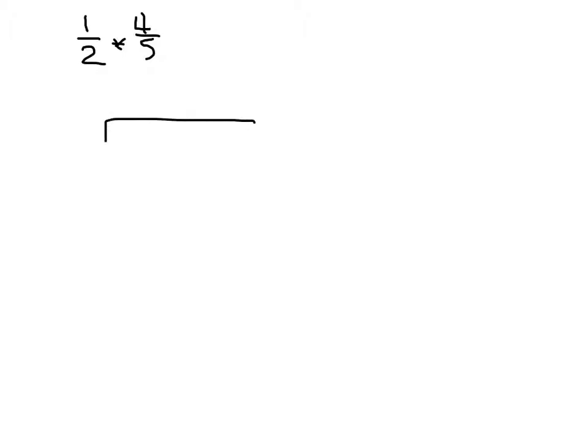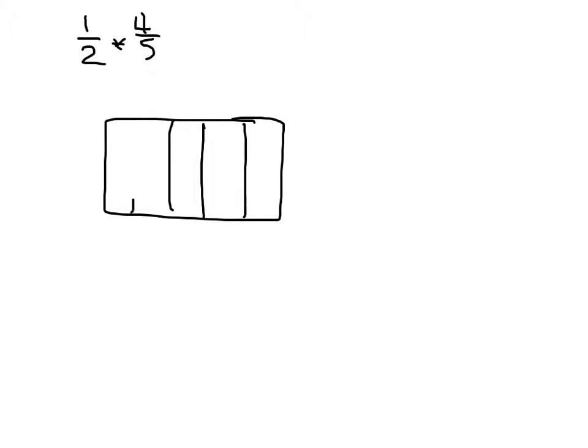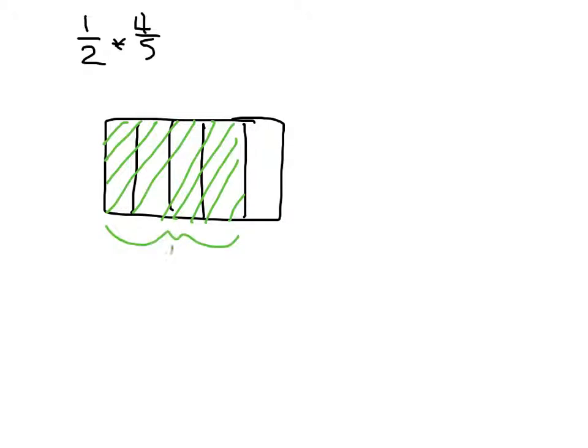Here's another problem. We have 1/2 of 4/5. So if I were to draw that, and I want to take half of 4/5, so I need fifths. And in this case, I have 4/5 here, so I'm going to cross hatch that in. There's my 4/5. And I want to take half of that.